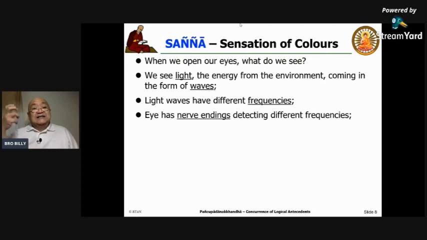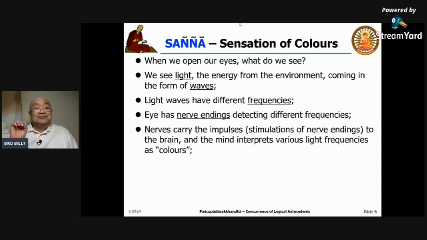So inside the eye, at the retina, I will go into more detail on this in a moment, the eye has nerve endings detecting different frequencies. Different light frequencies entering the eye. And nerves carry the impulse that is stimulated by the light. There is an electrical impulse on these light-sensitive cells, and these nerve cells, the optic nerves, then carry that impulse to the brain. And then the brain will process it.